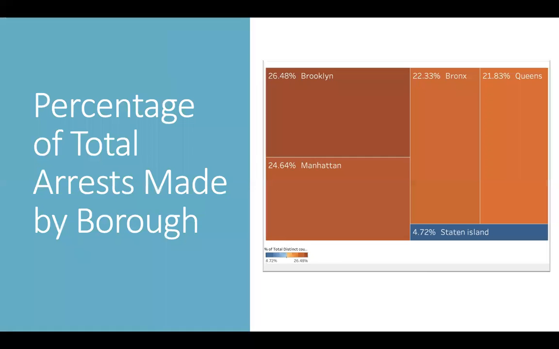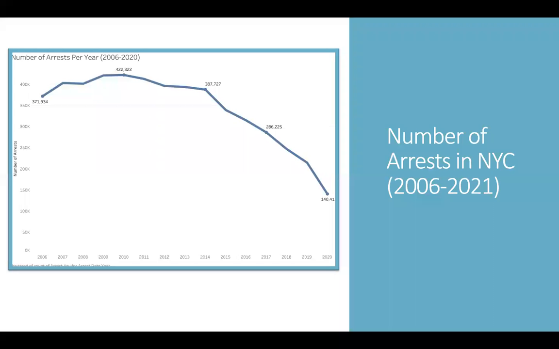So in terms of the total arrests made by each borough, 26 and 24% of the arrests were made in Brooklyn and Manhattan, making up almost half of the total arrests. They were followed by Bronx and Queens, which made around 22% of the arrests each. And Staten Island had the lowest number of arrests, with only 4.7%.